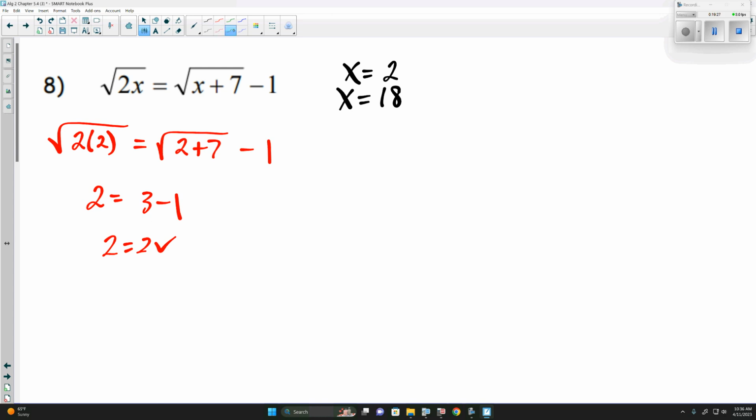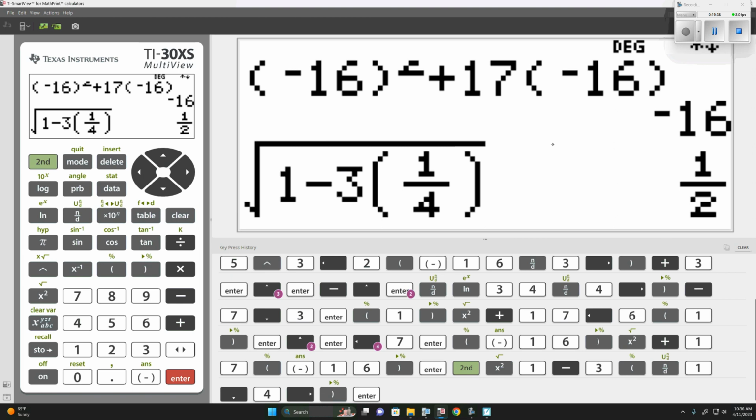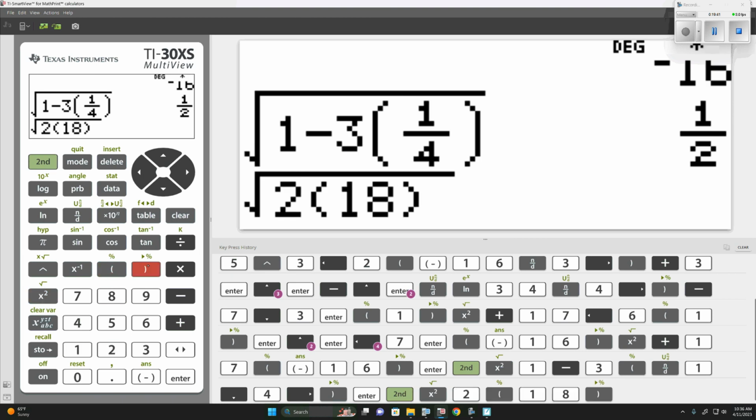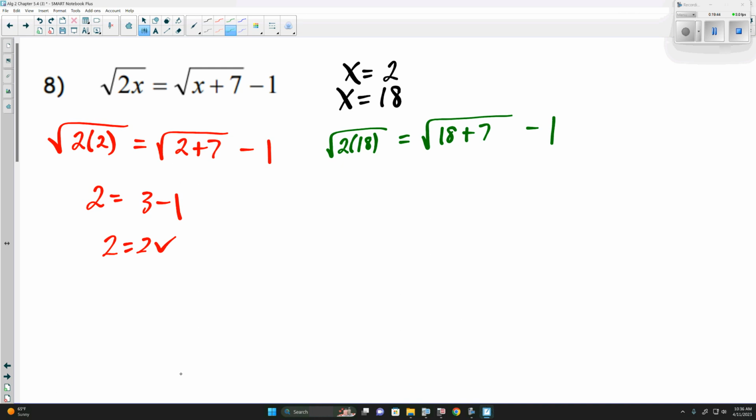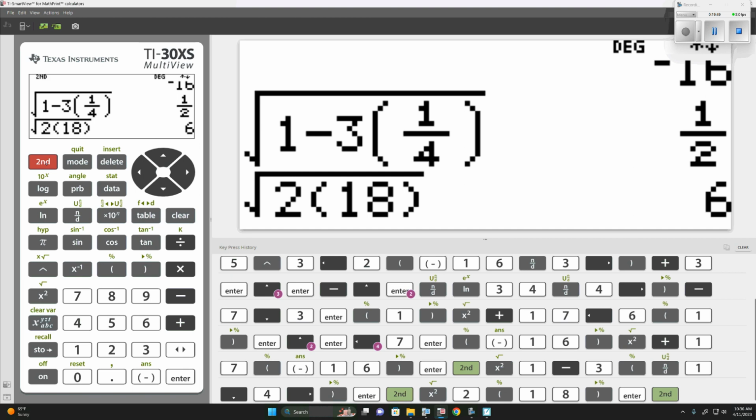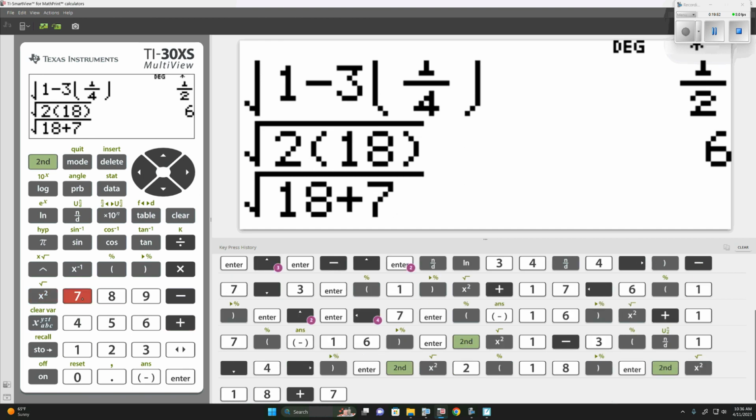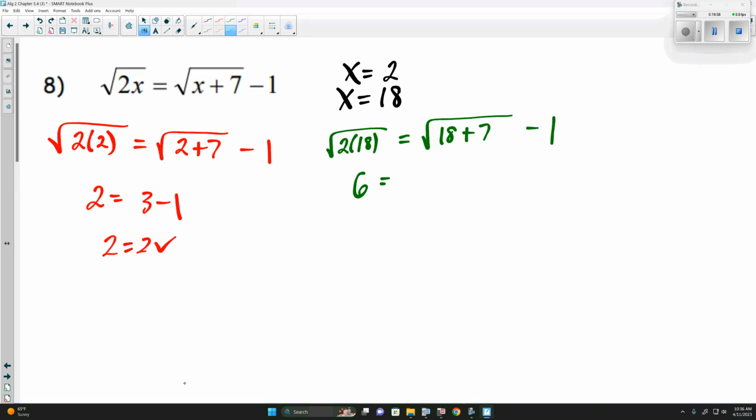We can do the same thing with 18. Square root of 2 times 18 is equal to the square root of 18 plus 7 minus 1. So the square root of 2 times 18 is 6, is equal to the square root of 18 plus 7 outside minus 1. So our one solution is 2.